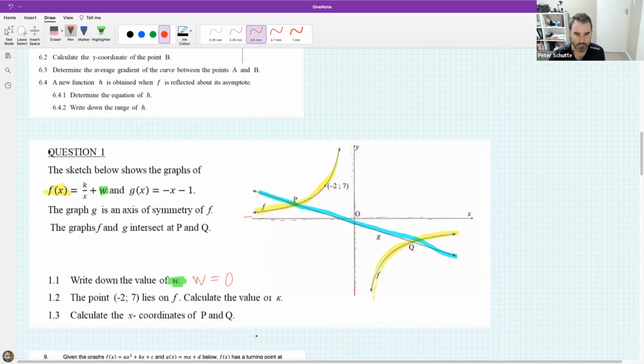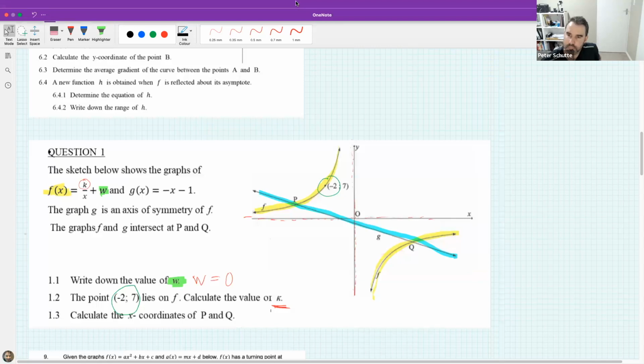Okay, nicely done. Now, 1.2, the point (-2; 7), so here's the point (-2; 7), it lies on f. Calculate the value of k. So the value of k is up here. Find me the value of k. What's that going to be?